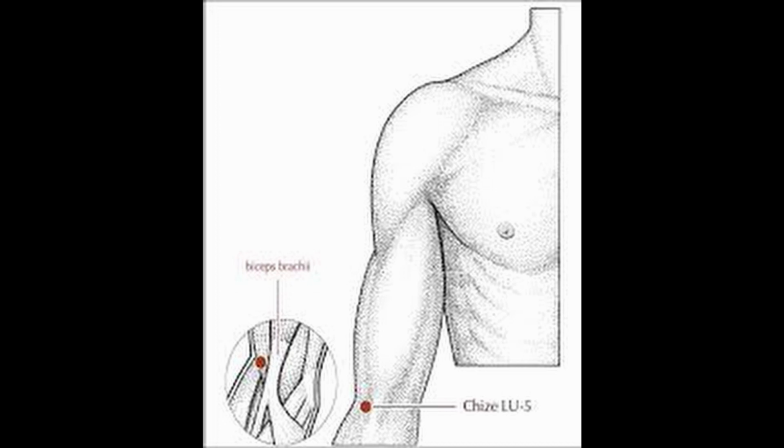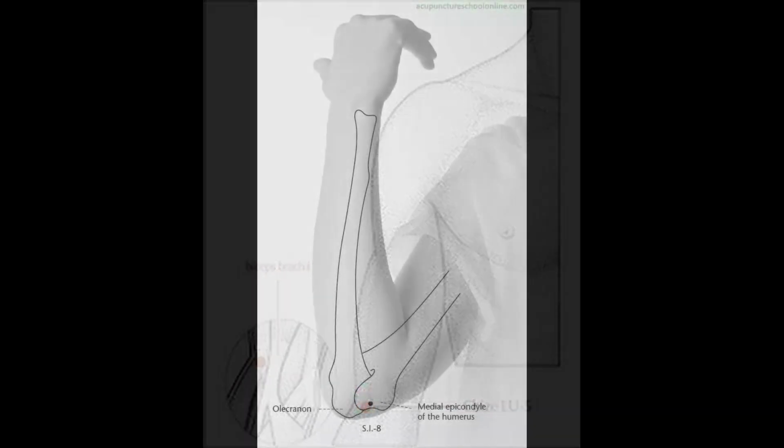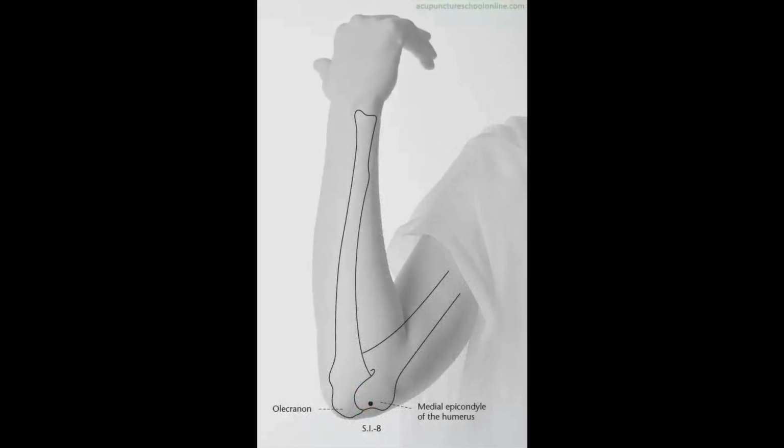So now we're going to look at a point called small intestine 8. This is on the medial aspect of the elbow, so the inside of the elbow. It's in a depression between these two big knobby round bones here on the elbow. This is the olecranon, the big elbow bone, and then the other more inside bone called the medial epicondyle of the humerus. So the space between these two round bones here, this is small intestine 8.